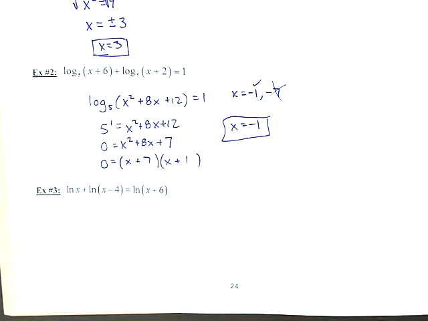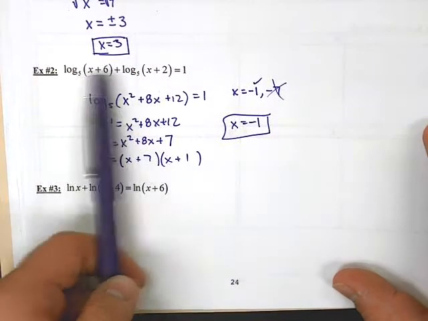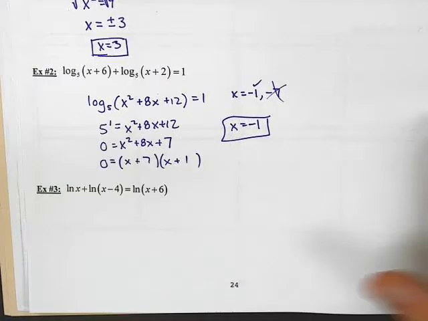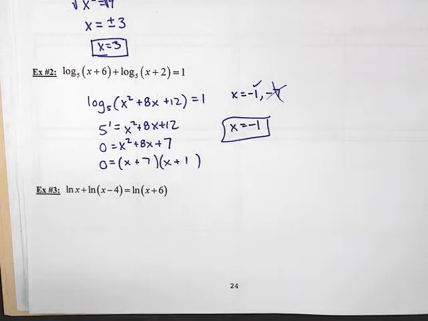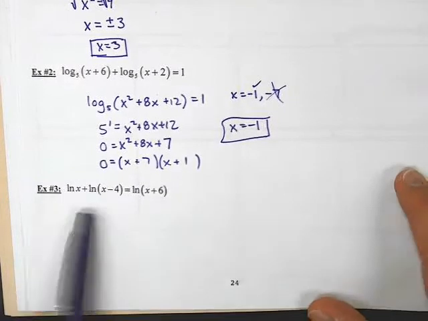Alright, why was -7 no good? Because when I plugged it in, here or here, doesn't matter, it gave me a negative argument. And we know that arguments of logarithms must be positive. Okay? Good. Last example on this page, I see a bunch of logs.